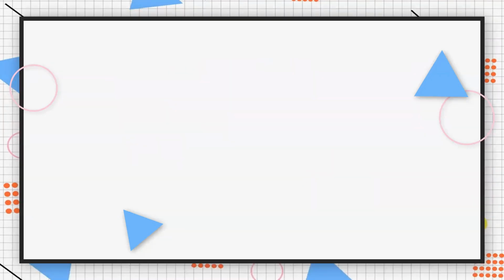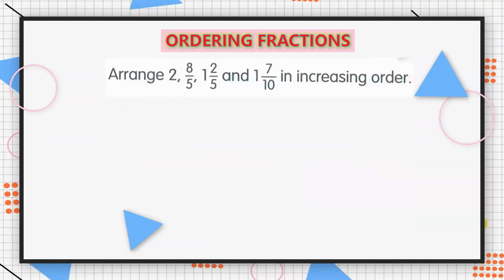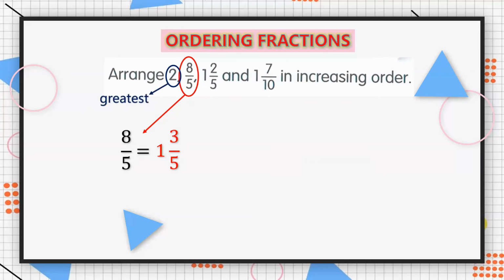Let us have this last example. Arrange 2, 8 over 5, 1 and 2 over 5, and 1 and 7 over 10 in increasing order. First, convert the improper fraction to mixed number. 8 over 5 is 1 and 3 over 5 in mixed number. Now, let's compare the whole numbers. 2 is greater than 1. That means this is our greatest number. All the others are 1.